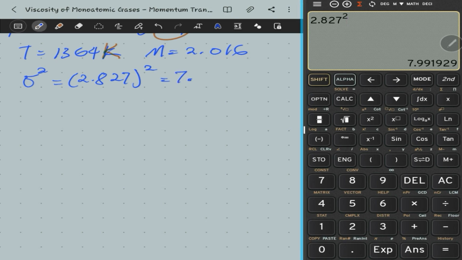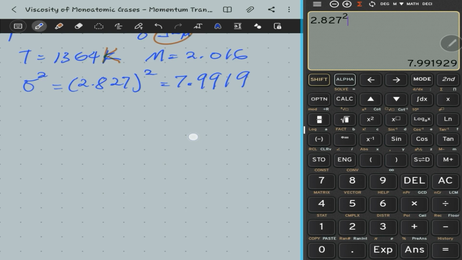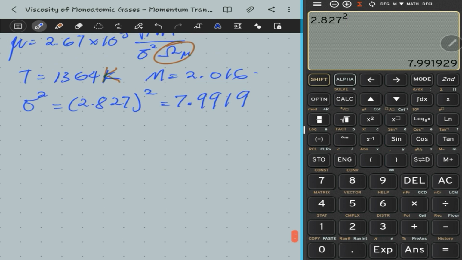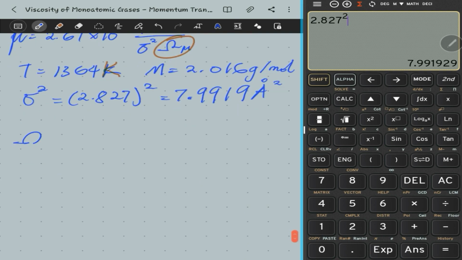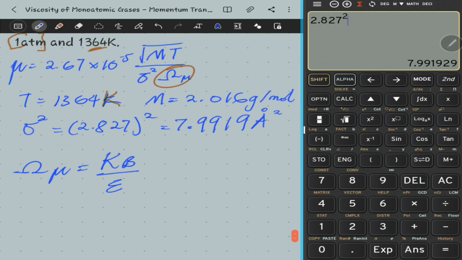And that gives us 7.9919. And then we know here, as a matter of fact, this is grams per mole, if the units are checked, and here we have angstrom squared. So clearly everything has been given. The only thing we need now is the collision integral, and we know this is proportional to kB over this energy parameter times temperature.